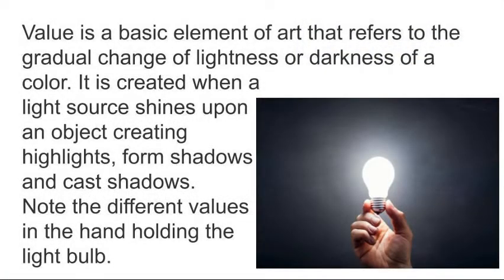Value is a basic element of art that refers to gradual changes of lightness or darkness of a color. It is created when a light source shines upon an object, creating highlights, and it also forms shadows and cast shadows. Note the different values in the hand holding the light bulb. Where the hand is the lightest, that's where the light source is hitting it. The further away the light source is, the darker the values become.